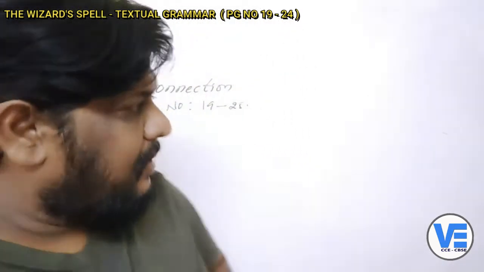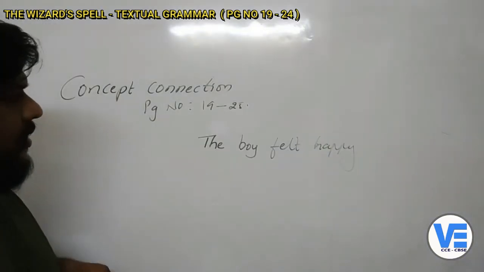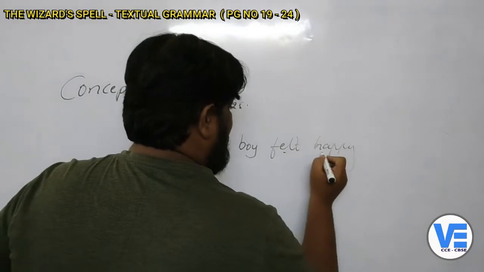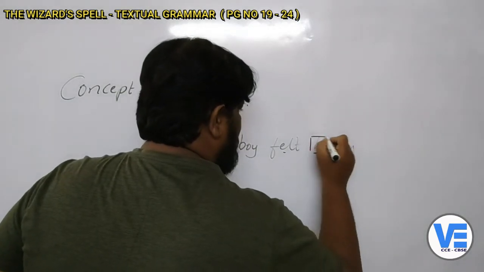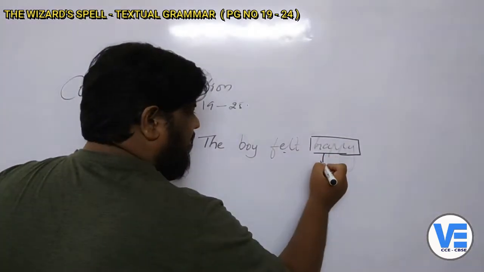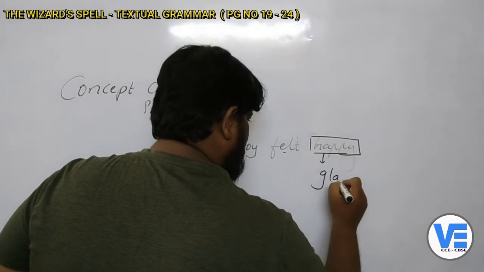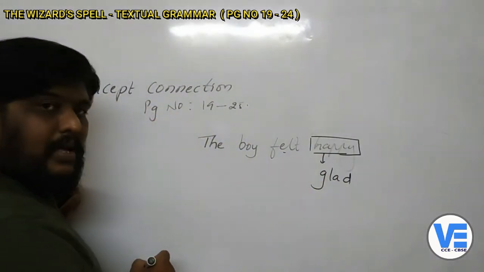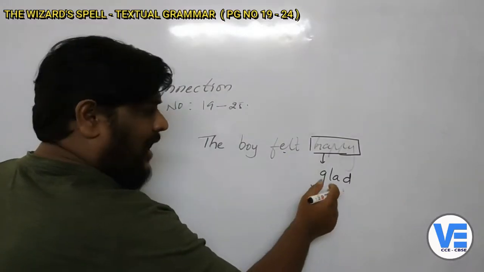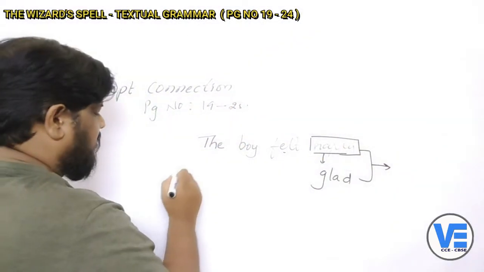One more thing I would like to tell you, now let me give you an example. I have written here, the boy felt happy. Now happy is the word I'm taking here. Can I replace this word with another word? Yes, I can use another word, glad. So happy and glad, these two are synonyms.